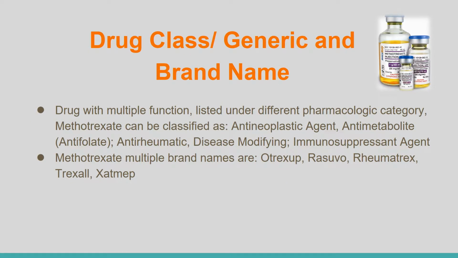Now let's talk about the drug class and the different brand names used for methotrexate. It is a drug with multiple functions listed under different pharmacological categories. Methotrexate can be classified as an anti-metabolite, an anti-neoplastic agent, and an anti-rheumatic. It could be used as a disease-modifying immunosuppressant agent. Methotrexate has multiple brand names such as Otrexup, Rasuvo, RediTrex, Trexall, and Xatmep.